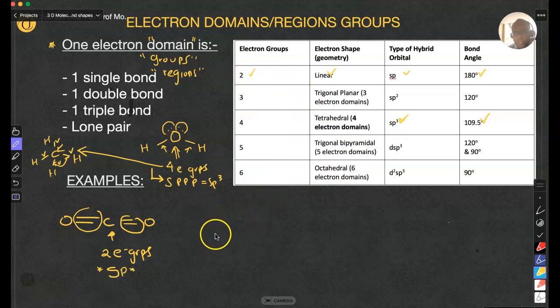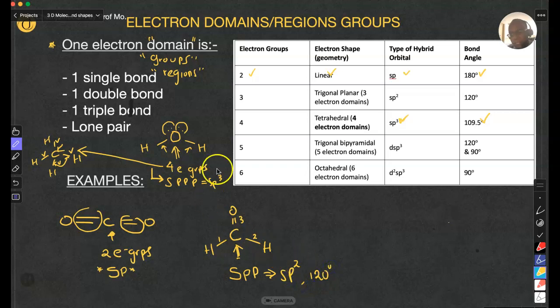And then there's another example I'm showing you just randomly around the table. When you have formaldehyde, if you look closely, the central atom right there has three electron domains, a single bond and a double bond. There's no lone pair. Three electron domains will translate to sp2. And for sp2, by default, the predicted bond angle will be roughly 120 degrees. What that means is the bond angle around these groups right here, the bond angle around the bonds is going to be roughly 120 degrees.